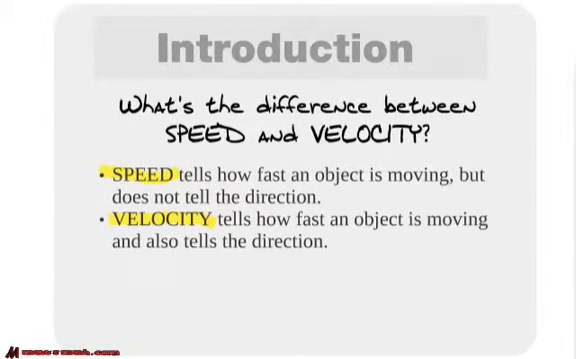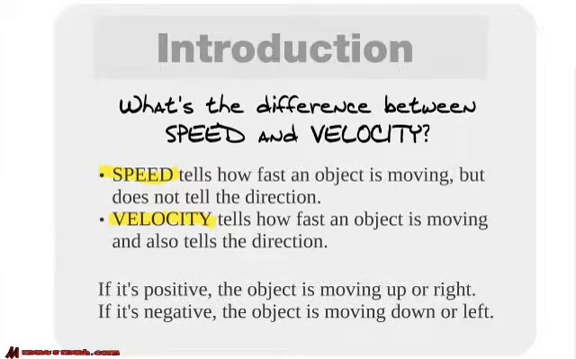First I want to talk about speed and velocity. This is going to come up throughout the lesson, so let's go over the terms. Speed tells how fast an object is moving, but doesn't tell direction. Velocity does. It tells you how fast it's moving, and whether it's going forward or backward, up or down, depending on whether it's positive or negative. You can imagine positive is going forward and negative is going backwards. Positive is up or right, negative is down or left. Speed will never be negative. It's always going to be positive.